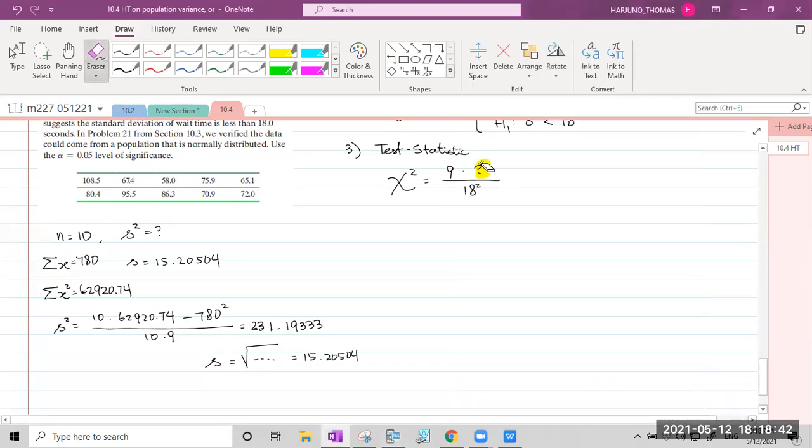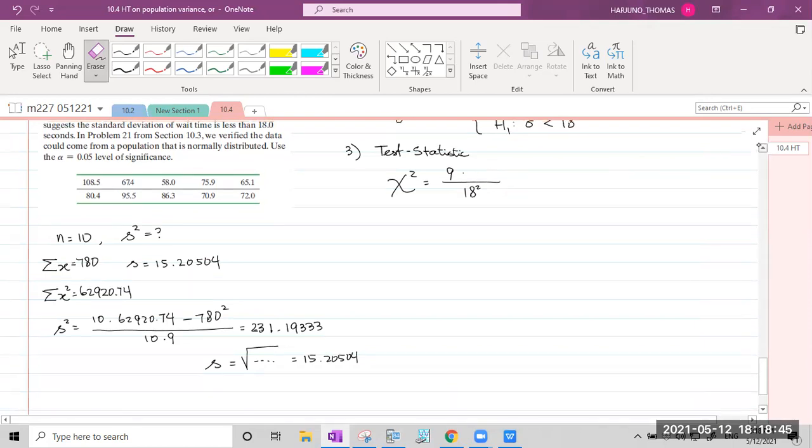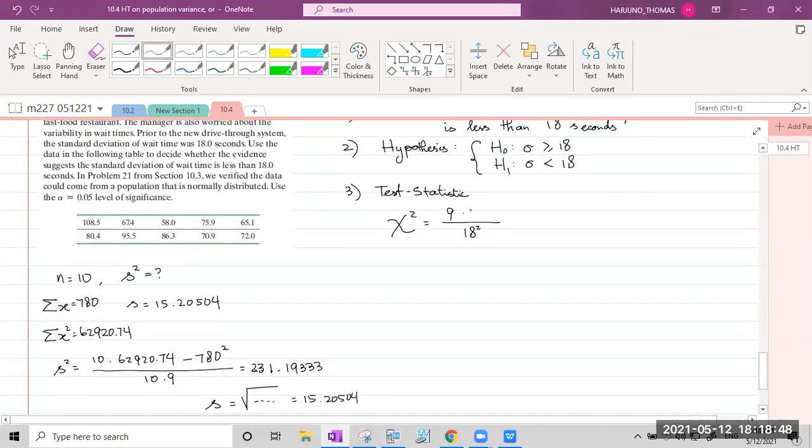Now, the number I will use here is the sample variance though, not the sample standard deviation. So either you use 231.19333, the sample variance, or you can use the sample standard deviation, but don't forget to square it. Imagine if you already do the square root and round it, then you square it and round it again. So instead of doing this, I would just use 231.19333. Well, anyway, I will compute further.